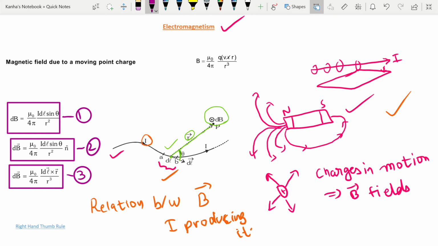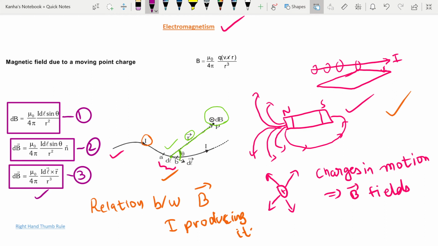I can also write this as dB is equal to mu naught by 4 pi into I dl cross r cap divided by r square. So there is nothing much to learn here. This formula is valid for any current element. Okay, be it any configuration, you can always apply this formula.